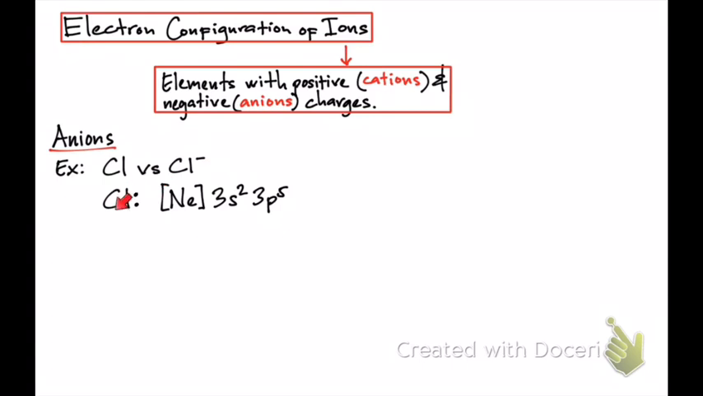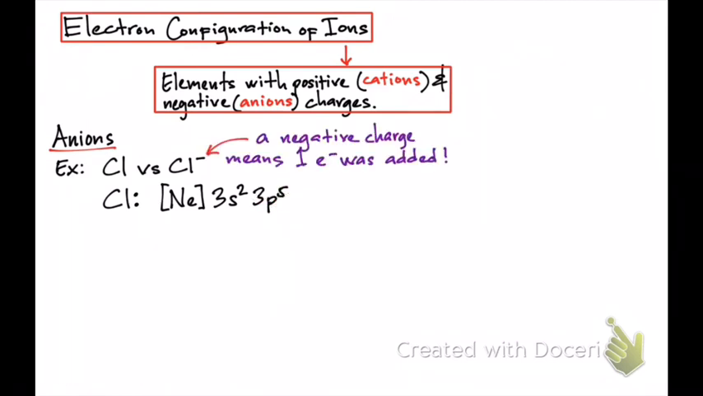Whenever you're writing the electron configuration for chloride ion, all you have to do is add one electron to the highest sublevel, which in this case is 3p, right? So a chloride ion has this electron configuration: 3s2, 3p6. We just added one electron to the 3p5.